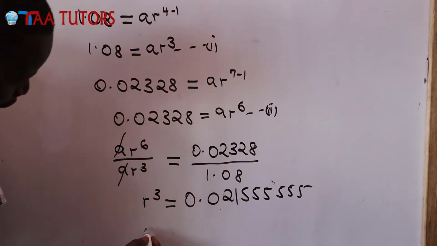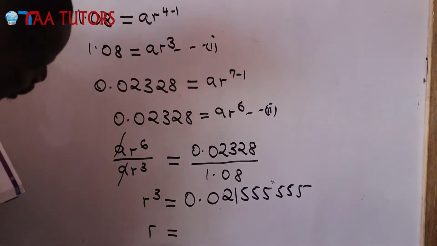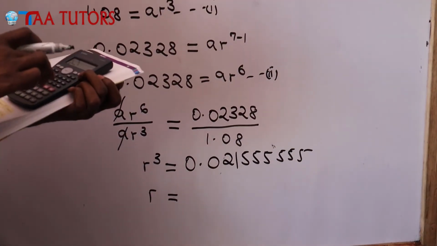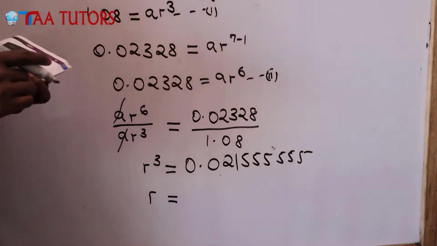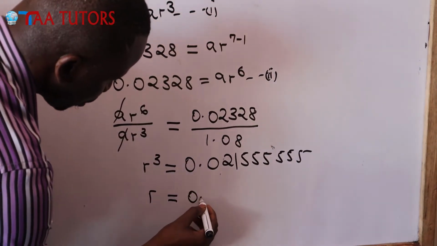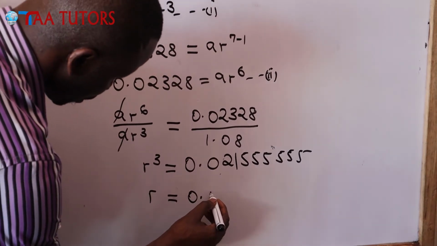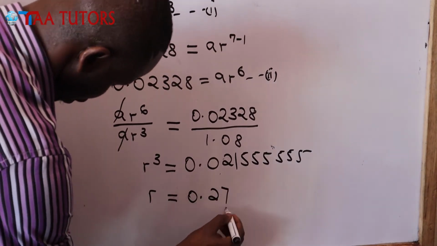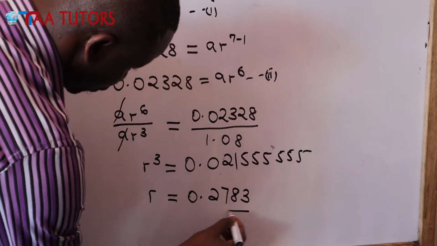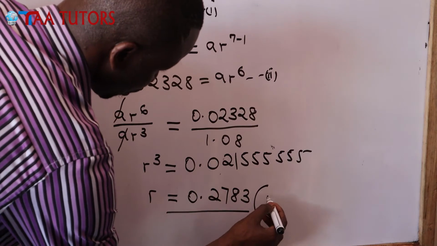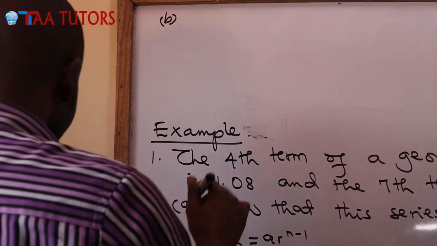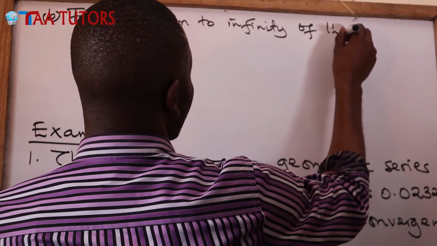So if I want r equals cube root of answer, which is 0.2783, correct to 4 SF. Part B of the question is find the sum to infinity.